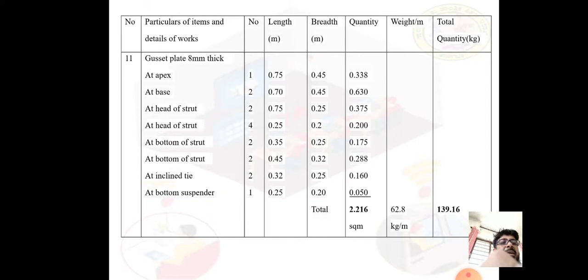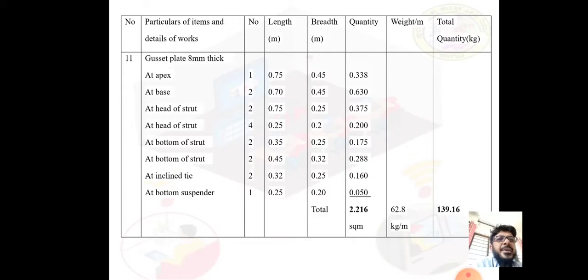Next left is gusset plates. So gusset plate, if you refer to the drawings, size is mentioned there. Okay, so length into breadth is given, and all the gusset plates have the same uniform thickness of 8 mm. If you change the thickness, it's very difficult to weld the members, because to maintain uniformity we need the same thickness, but size you can change. Here different sizes will be given.